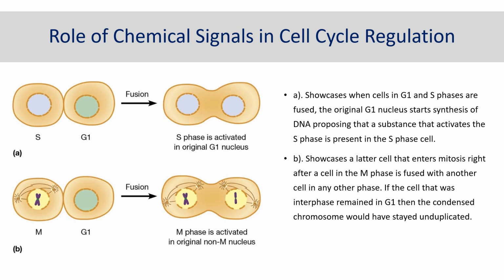And figure B showcases that when a cell in the M phase is fused together with a cell in G1 or any other phase than M, that cell will then be activated to the M phase and the chromosomes duplicate. So this showcases that molecules that are in the cytoplasm push cells from G1 to S phase and from G2 to M phase.